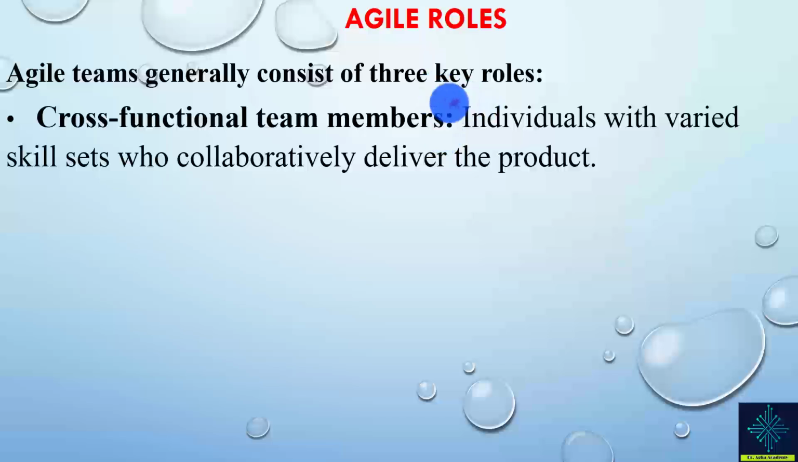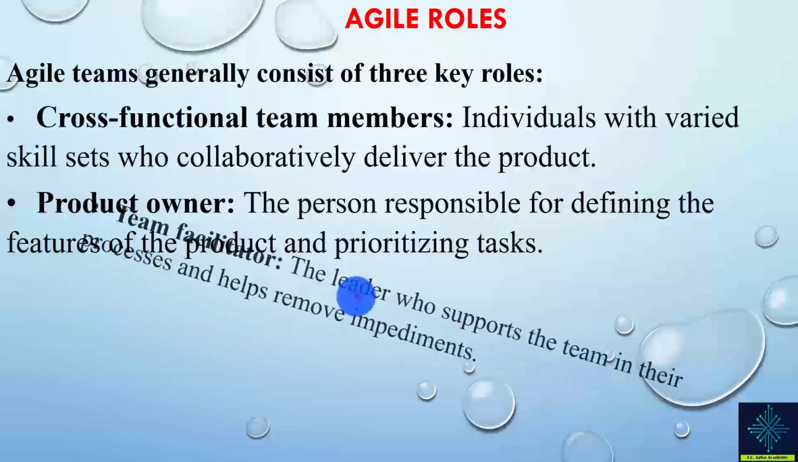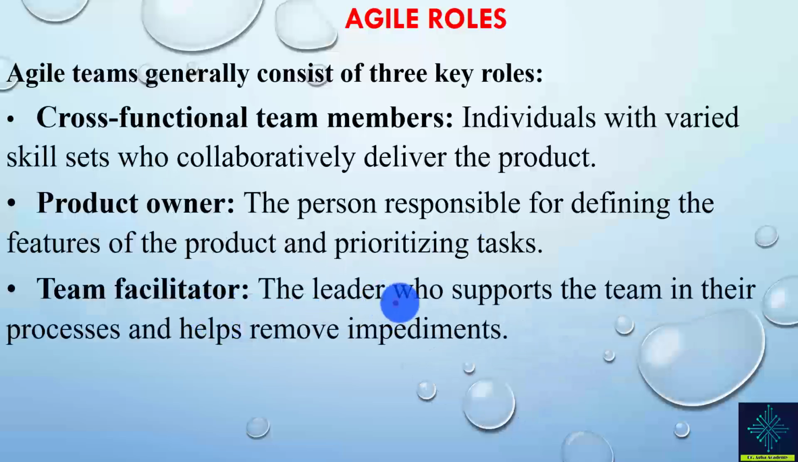As mentioned, these are the 3 key roles of the Agile teams. First, cross-functional team members, the individuals with varied skill sets who collaboratively deliver the product. The product owner is the person responsible for defining the features of the product and prioritizing tasks. This one interacts with the customer and translates the customer requirements into tasks. And then the team facilitator is the leader who supports the team in their process and helps remove impediments.